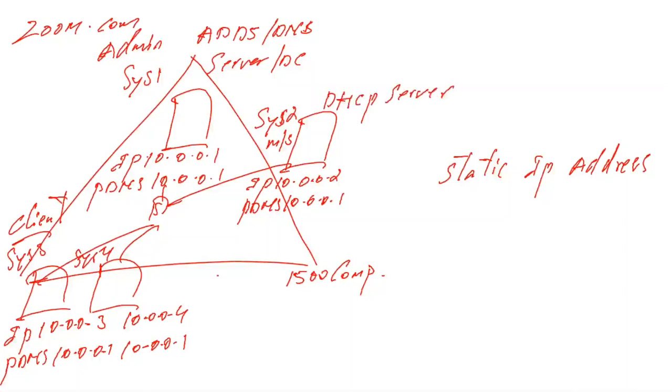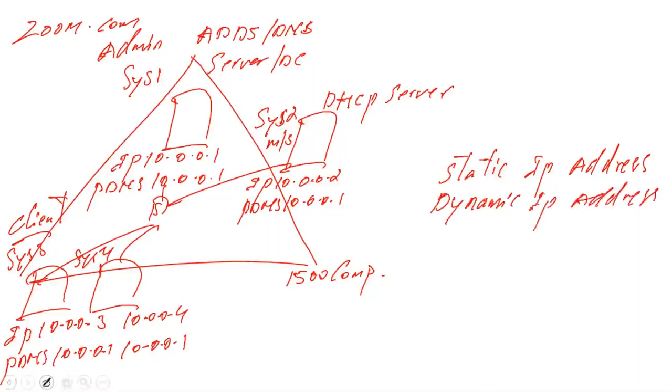Now what is the job of a DHCP server? The job of the DHCP server is assigning automatic IP addresses to clients. Whenever the DHCP server is giving an IP address to a client, this IP is called a dynamic IP. It's called a dynamic IP address, meaning an automatic IP address.